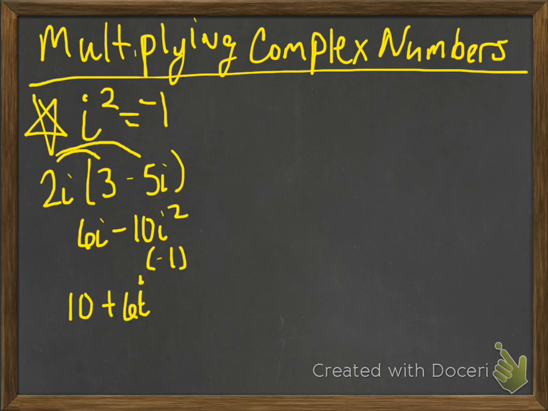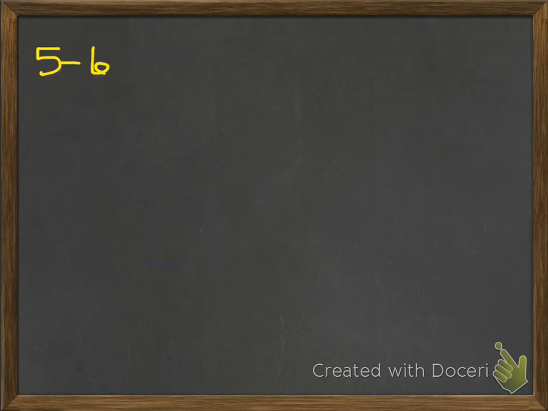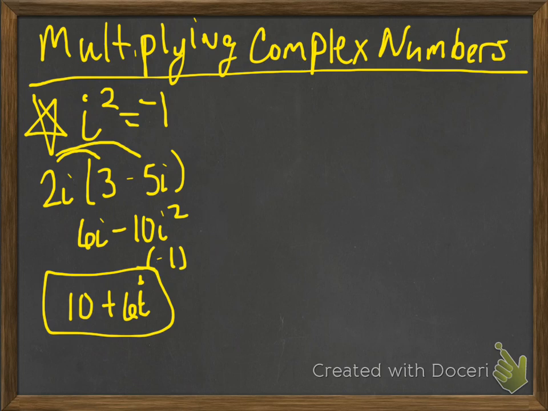Okay, so you can see here I've done a problem, and it said 2i times (3 minus 5i). Well, I did 2i times 3, which is 6i. Then I did 2i times negative 5i, which is negative 10i squared. Now, since i squared is negative 1, I'm going to say negative 1 times negative 10, which would become positive 10. And I would rewrite it so that it's real, then imaginary.